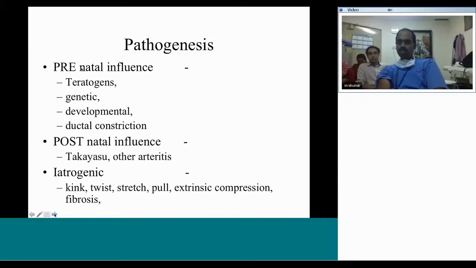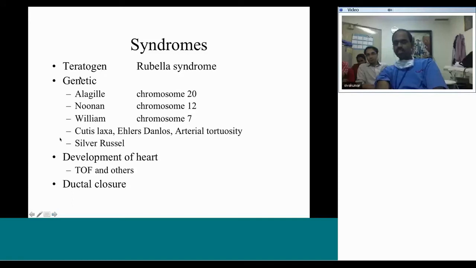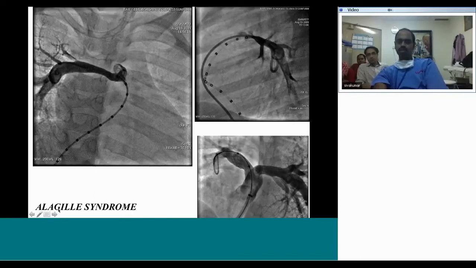Now coming to what causes the PA stenosis: it can be prenatal influence or teratogens, genetic, developmental, or ductal constriction. I'll come into all these things. Now what is prenatal? The various syndromes that are associated can have rubella syndrome as a teratogen, and genetic syndromes: Alagille syndrome, Noonan syndrome, Williams, cutis laxa, Ehlers-Danlos, arterial tortuosity, Silver-Russell. Then developmental abnormality associated with TOF or DORV. And then ductal closure. Whenever there is duct stenosis at the origin of the left pulmonary artery, you can have stenosis. This is what is called a developmental variation.